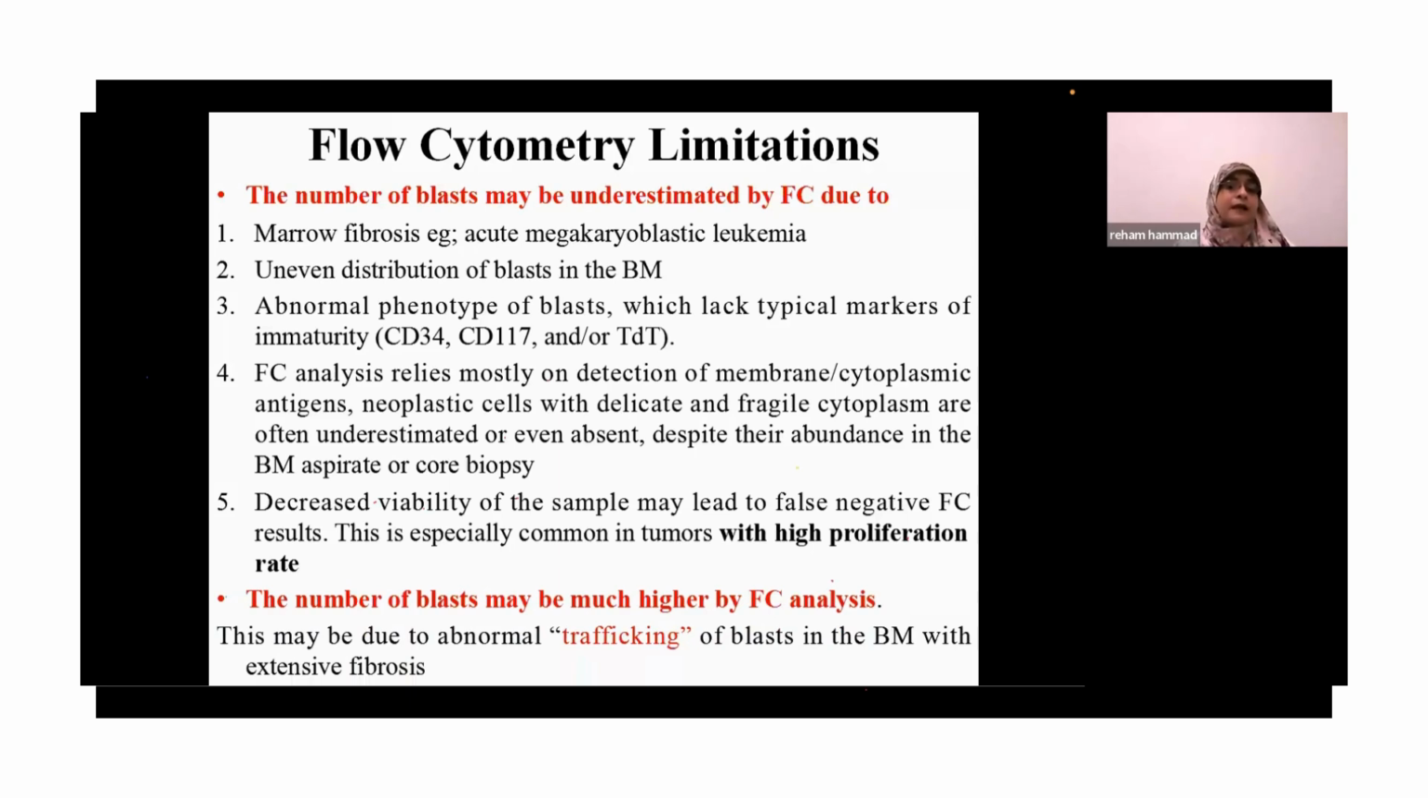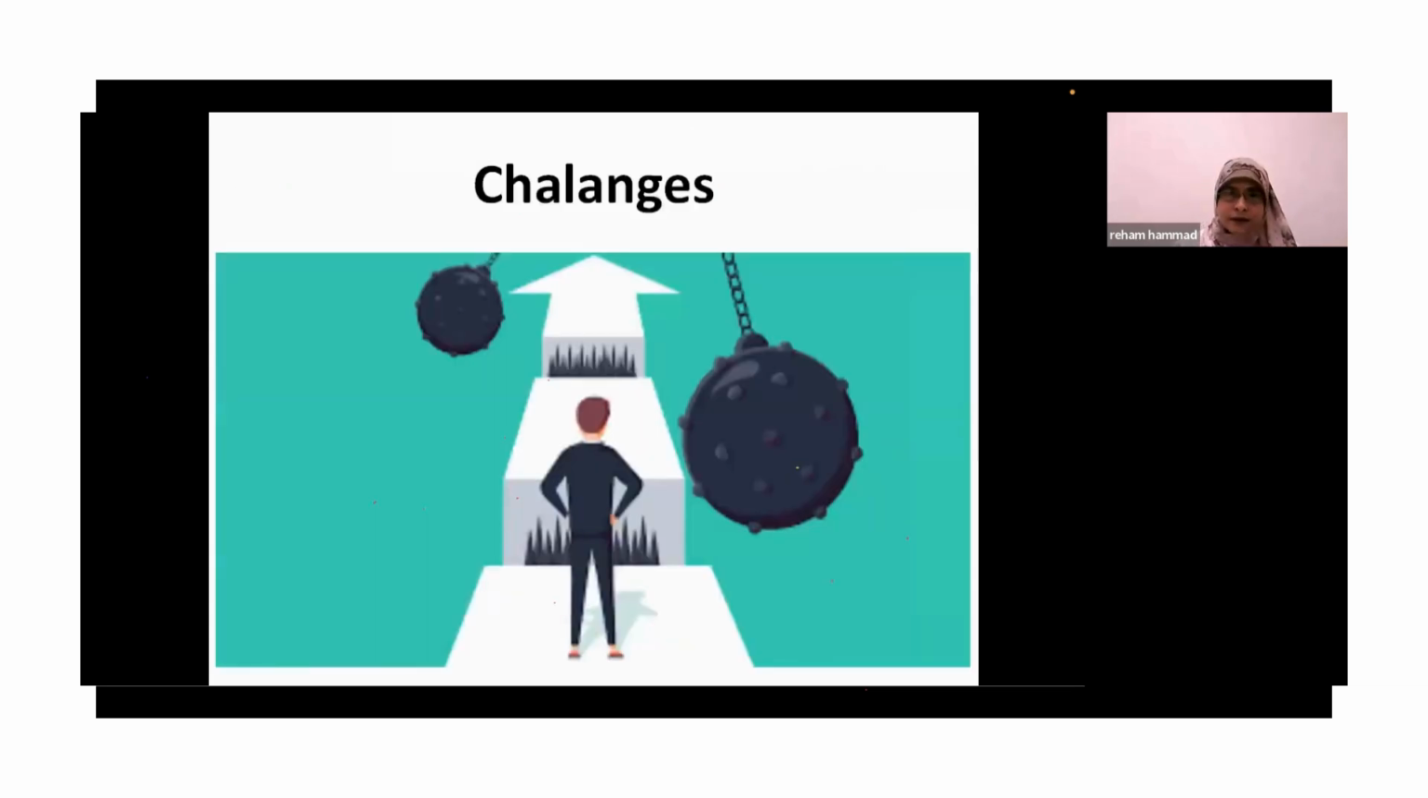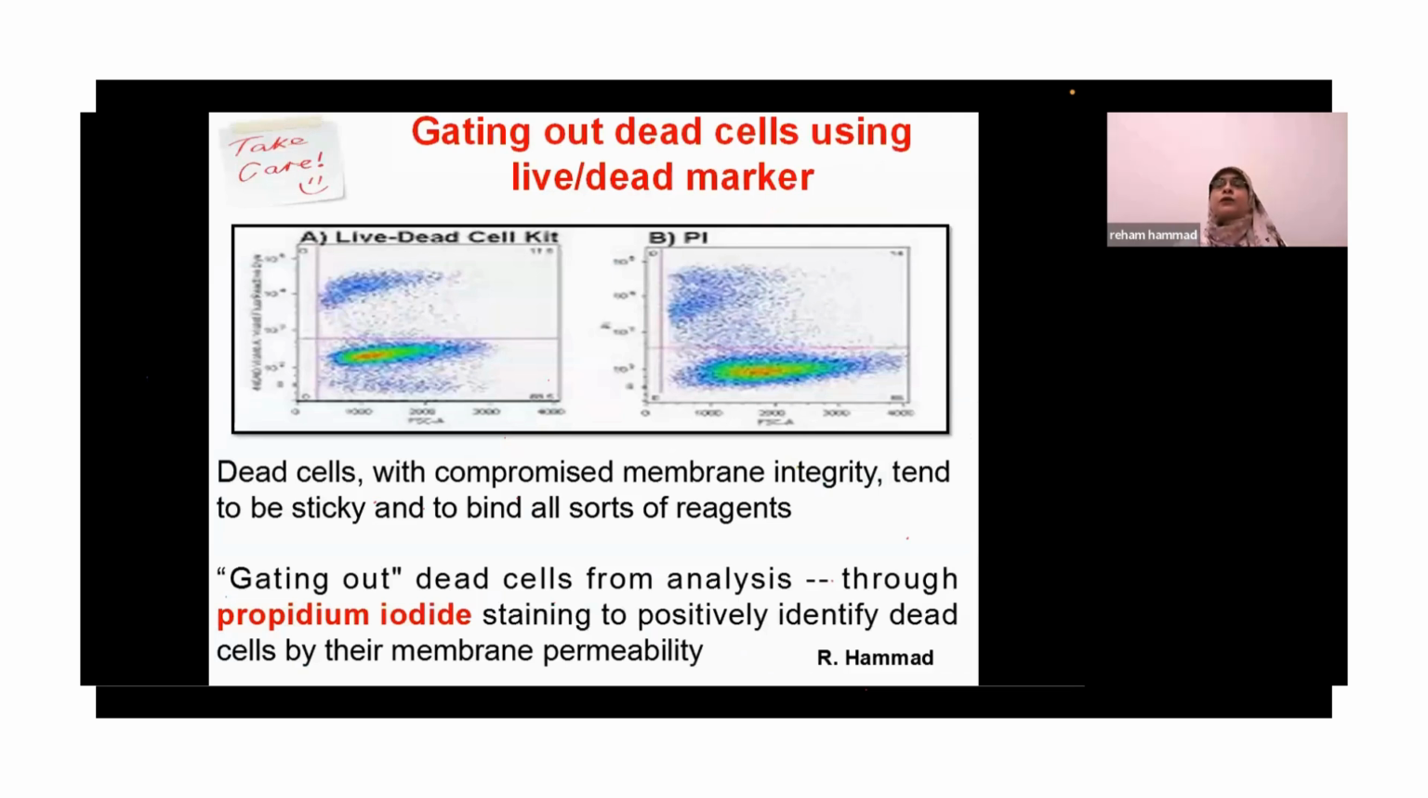Sometimes the number of blasts can be detected even higher by flow cytometry than it is in real life, due to abnormal trafficking of the blasts inside the bone marrow, and also due to fibrosis. So when you are dealing with a case of fibrosis, you will have to remember that you can either overestimate or underestimate. One of the most important challenges, as I said, is that you have to deal with an intact cell membrane. Please, please, please avoid using a dead cell.